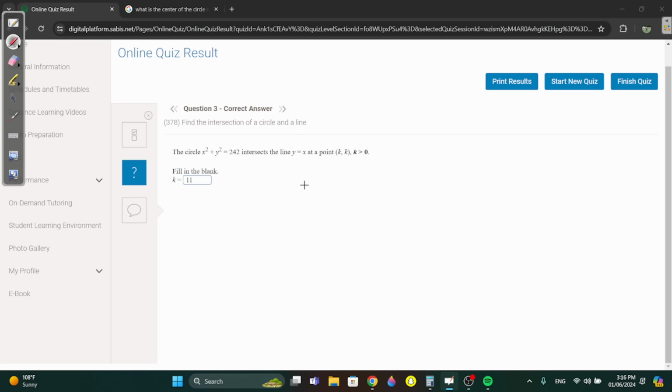So how does this benefit me? x squared plus y squared equals 242. It intersects the line y equals x at a point k, comma k. So my x is k and my y is k. So I can substitute x with k and y with k. Why can I substitute? Because they said it intersects, meaning they're touching. So k squared plus k squared, because x and y are both k, equals 242. So you get 2k squared equals 242. Divide by 2 on both sides.